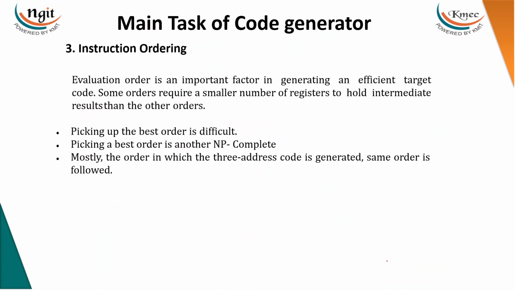And the third one, instruction ordering. Picking the best order is difficult and comes under NP-complete. We cannot say that a particular order will give you the best result, but we can say it gives more efficient results. The order generated by the three-address code is generally followed, but changing the order can sometimes reduce the code. For example, take this: move R0 comma A, add 2 comma 3.